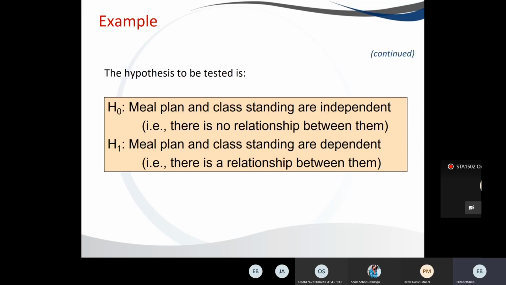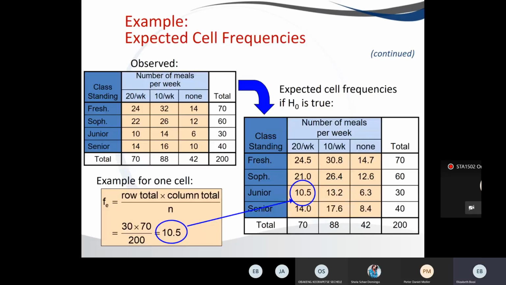With everything, remember your hypothesis testing. From that table, if we need to test whether our meal plan and class standing are independent, always in your null hypothesis, it will state they are independent. The alternative will state the meal plan and class standing are dependent. Then we need to calculate the expected values, because we need to go find the test statistic.